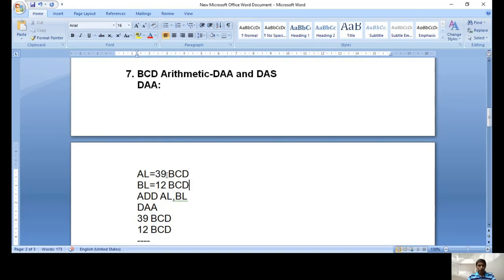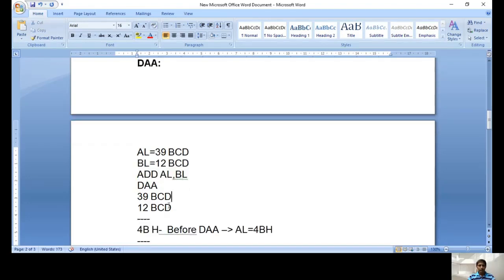12 is also BCD. Now I'm taking two BCD numbers, then performing ADD AL, BL. So the content of AL is added with BL and the result is stored in AL. Let us see what happens after performing this.